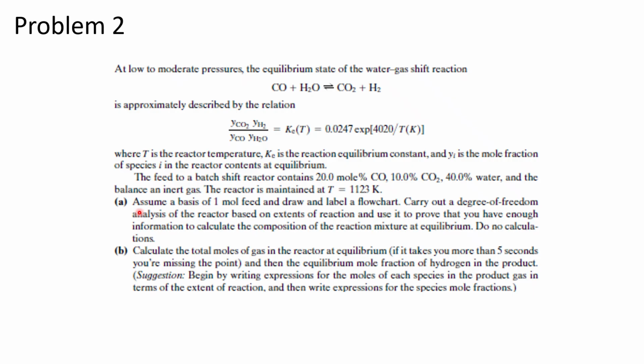Now, what I'd like for you to do is take a moment and, assuming a basis of 1 mole of feed, draw and label a flow chart. Then carry out a degree of freedom analysis based upon balances using extent of reaction. What you should be able to prove is that you have enough information to solve for the composition and flows of the product that comes out of this batch reactor. And then after that, we're going to actually do the calculations. So I want you to pause the lecture now and attempt to draw a process flow diagram, because when we move forward to the next slide, you'll see the result.